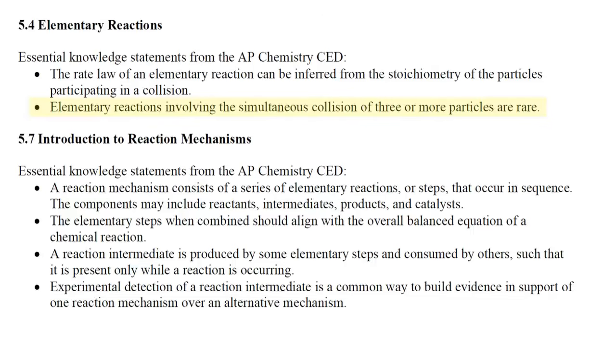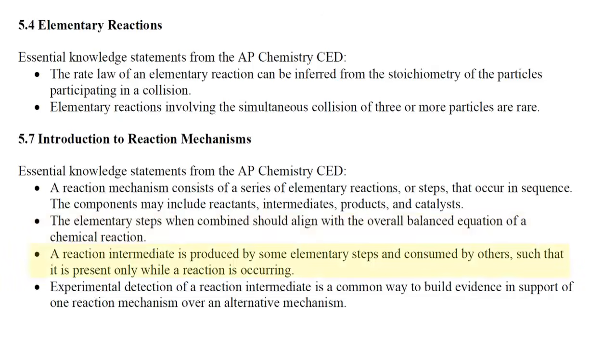Topic 5.7, Introduction to Reaction Mechanisms. Here are some essential knowledge statements from the AP Chemistry CED. A reaction mechanism consists of a series of elementary reactions or steps that occur in sequence. The components may include reactants, intermediates, products, and catalysts. The elementary steps, when combined, should align with the overall balanced equation of a chemical reaction.